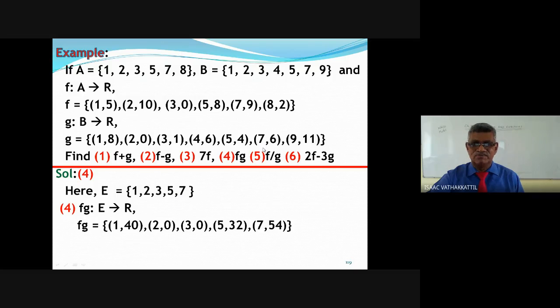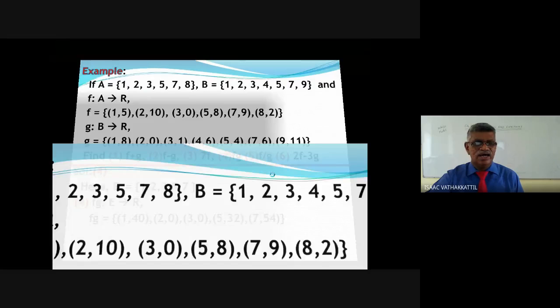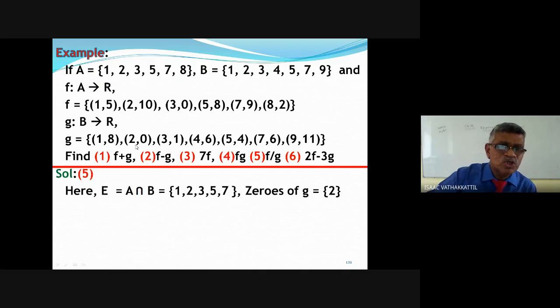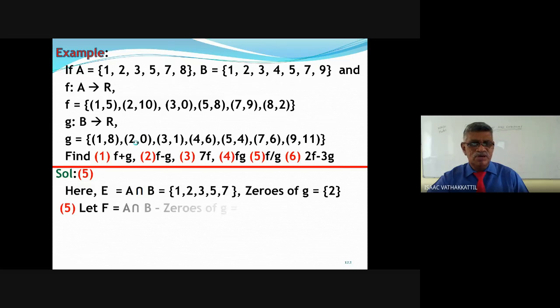9, 6 are 54. And here comes F by G. Zeros of G. When is G 0? G of 2 is 0. That means 2 is a zero of G, the value of x where G(x) is 0. So this 2 should not be in the domain of F by G. Domain of F by G is A intersection B minus zeros of G.